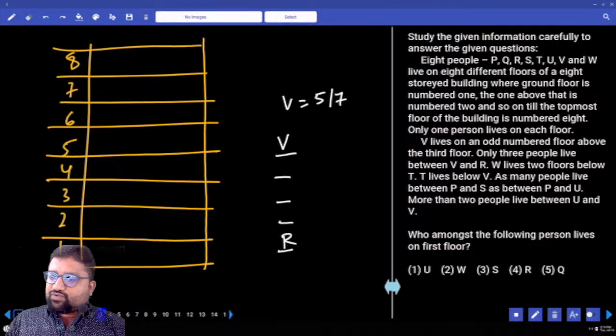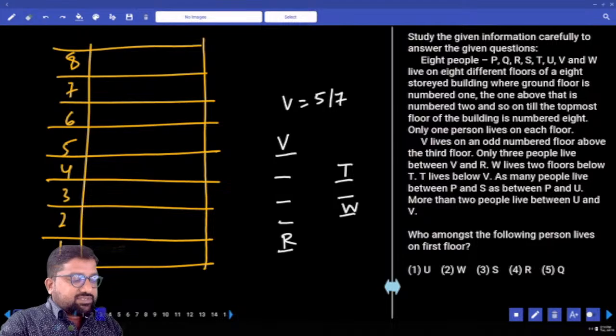W lives 2 floors below T. T after that W. You have to stop exactly at the second floor after T.